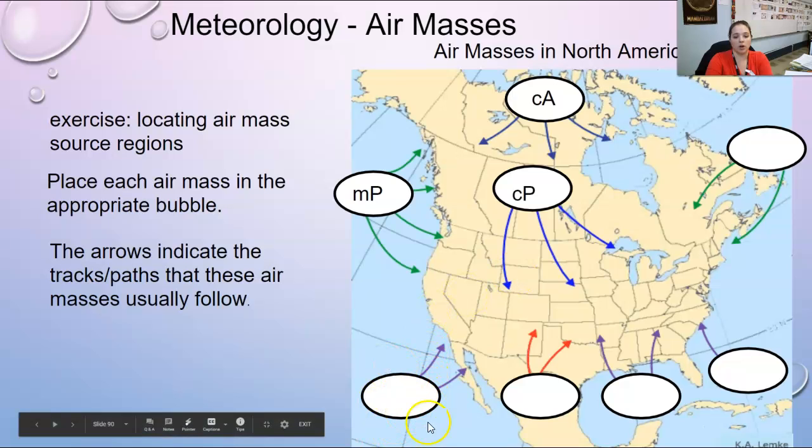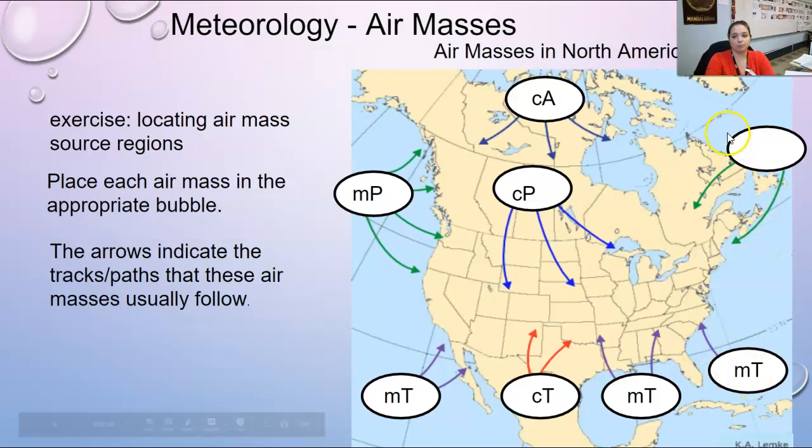All right, let's look down here. This is wet and near the equator, so wet and warm, mT. Well, this is still down lower, but it's over the continent, so it's going to be cT. This is over the Gulf, which counts as water, so this is going to be maritime. Again, we're still low, so maritime, tropical. And this, again, over the ocean, warm, maritime, tropical. Last but not least, we're over some water. It's coming in from the higher latitudes. That is maritime, polar.